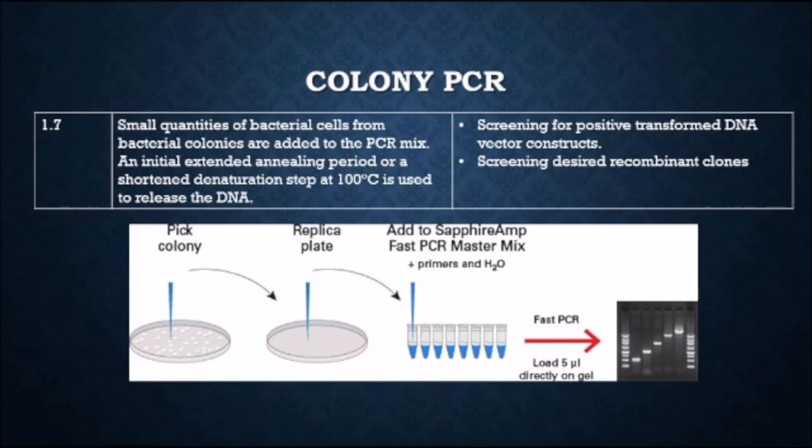Colony PCR. Small quantities of bacterial cells from bacterial colonies are added to the PCR mix. An initial extended annealing period or a shortened denaturing step at 100 Celsius is used to release the DNA. It's useful when screening positive transfer DNA vector constructs or desired recombinant clones.